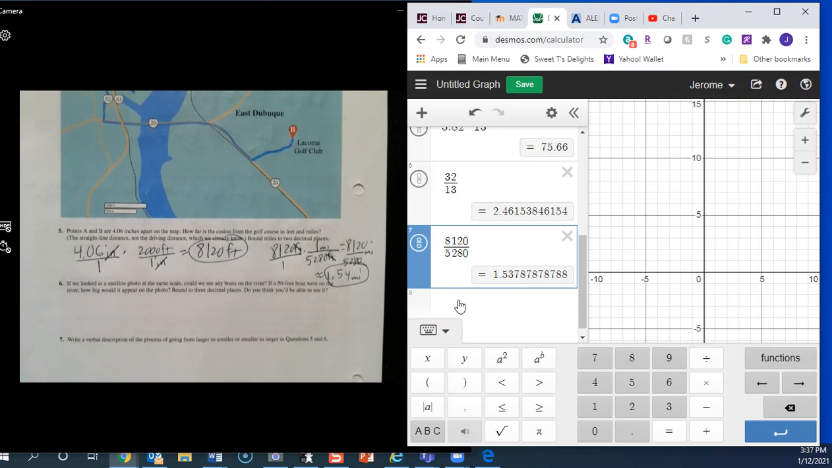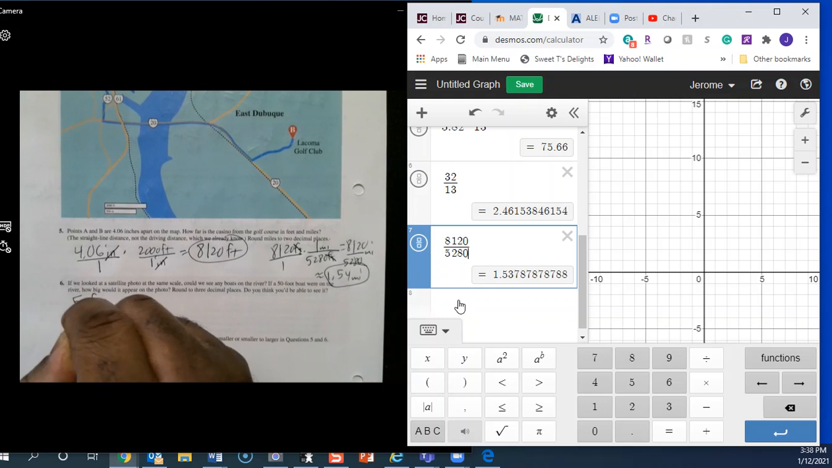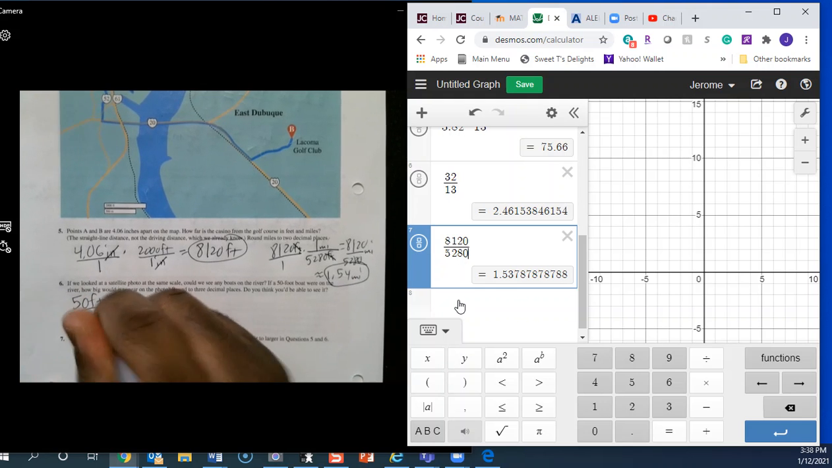Now it says here, if we looked at a satellite photo at the same scale, could we see any boats on the river? If a 50-foot boat were on the river, how big would it appear on the photo? Round to 3 decimal places. Do you think you'd be able to see it? Okay, first of all, they told us it's a 50-foot boat over 1.